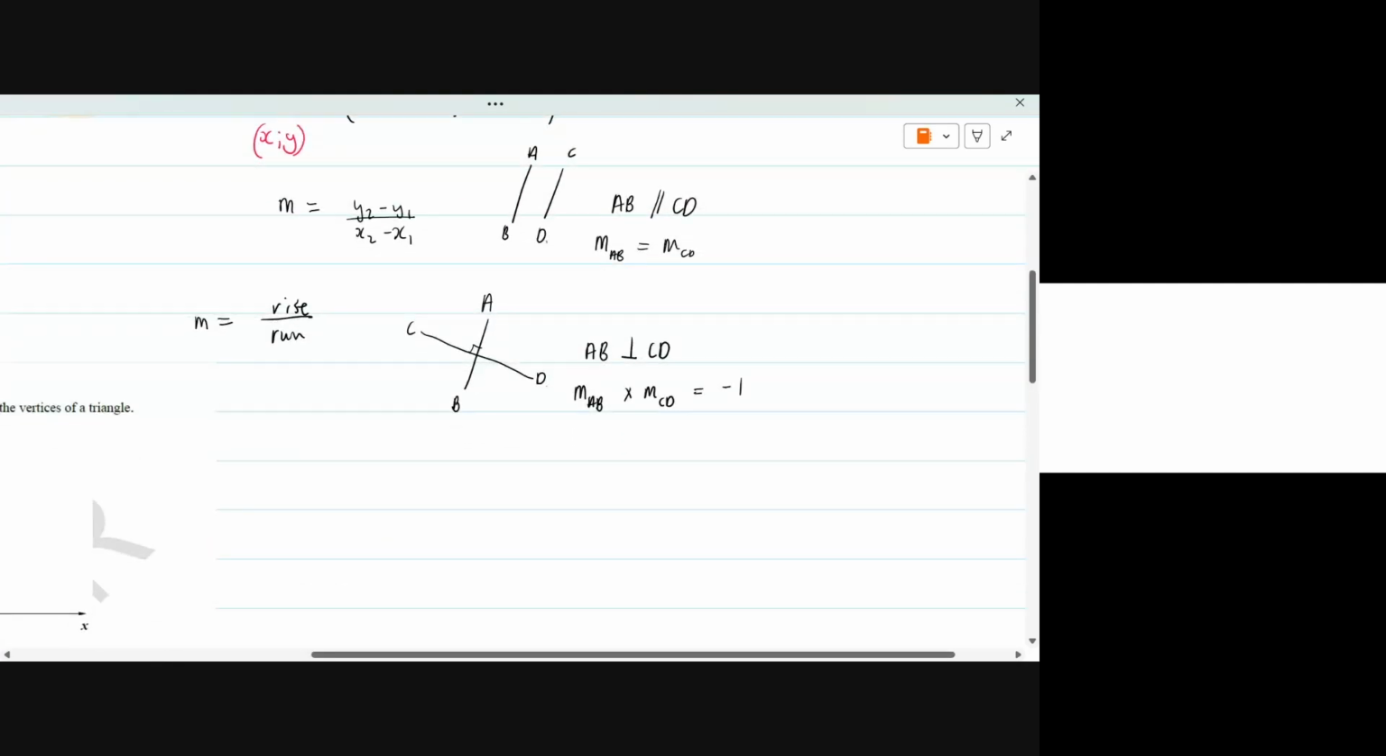The last thing we need to remember is the straight line formula. We need to know that the formula for the straight line is y equals mx plus c. You can either use this one, which we're used to. Yes, Katlego, I see your hand. What's up?